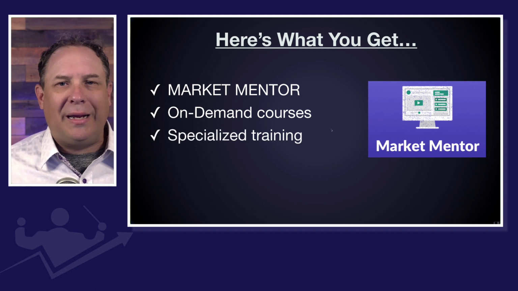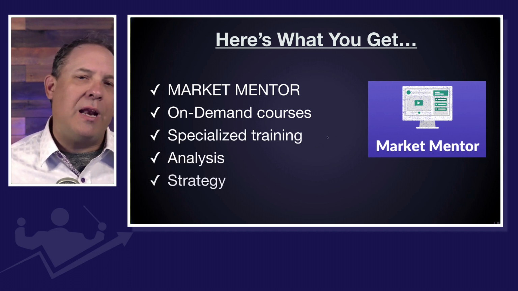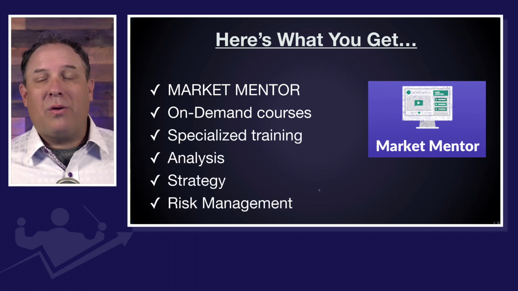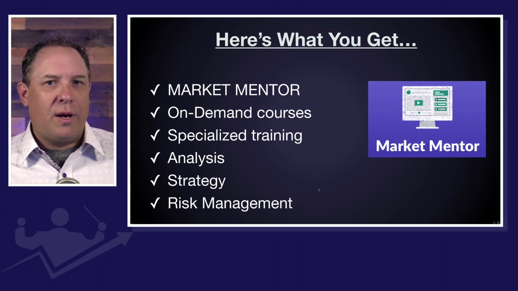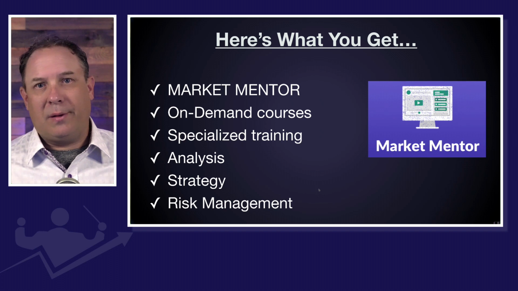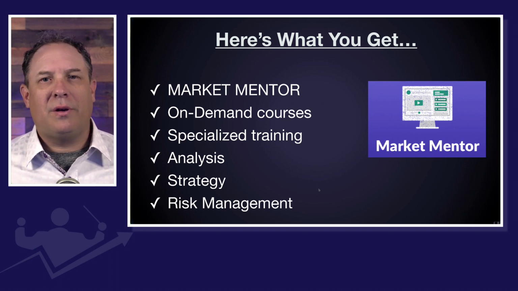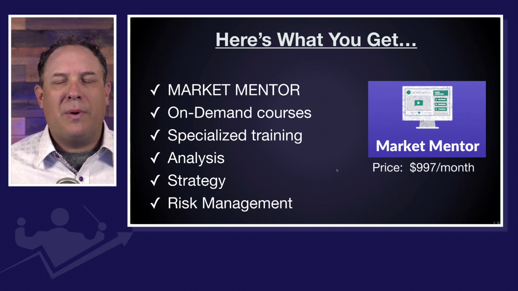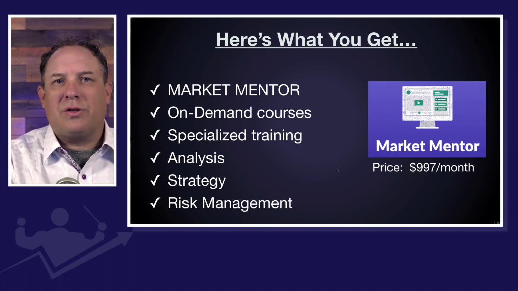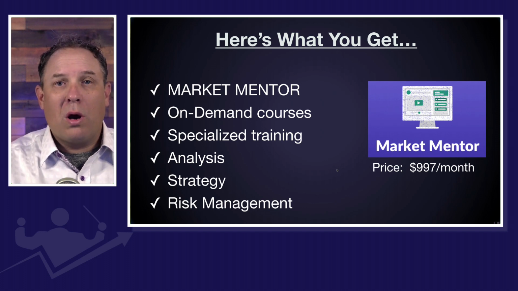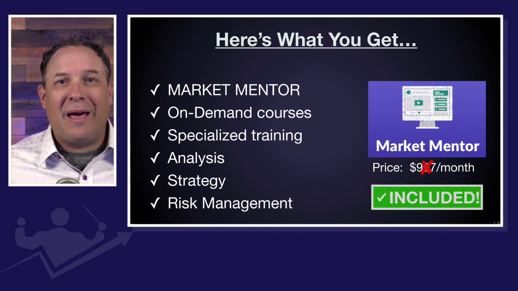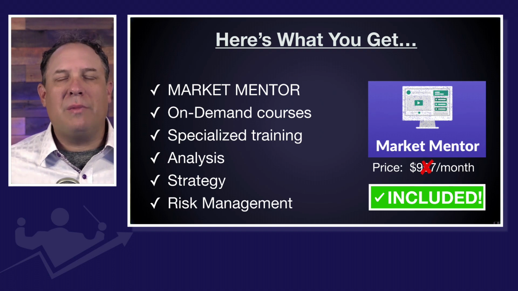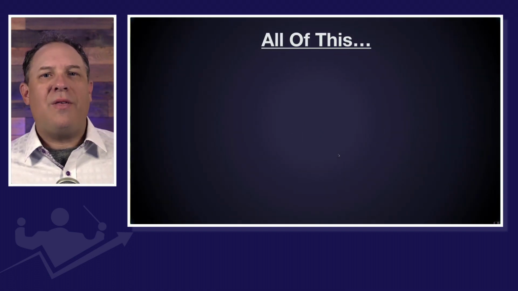So it's specialized training. You're going to learn about analysis. You're going to learn about strategy. You're going to learn about risk management. We've got courses for all of that. Now, each of these courses, some of them are shorter than others. Some of them are 2 or 3 hours. Some of them are 8 or 10 hours, just all sorts of different time frames for these courses. But individually, most of these courses have sold for $9.97 or more. It's really hard to put an exact value on what this is worth, but approximately $9.97 a month. But listen, you don't have to worry about that because it's all included in the Maestro membership. So you get all of that with the membership.